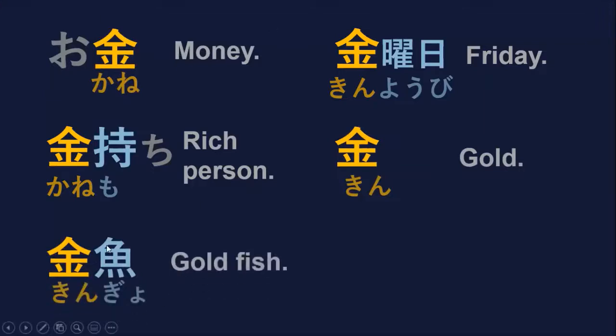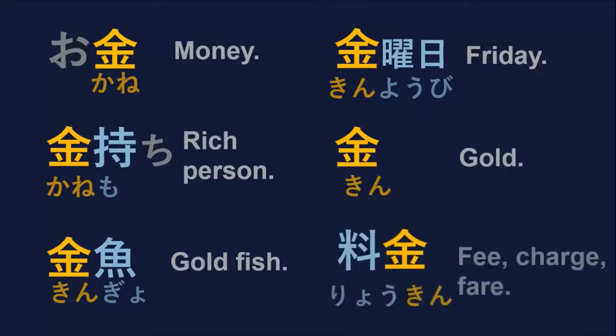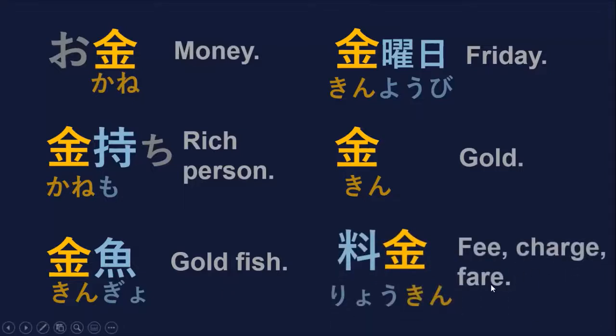And this is the kanji for fish, and you pronounce it gyo. So for goldfish, it is 金魚、 kingyo. Kingyo means goldfish. And for fee, charge, or fare is 料金、 ryokin. Okay, ryokin.